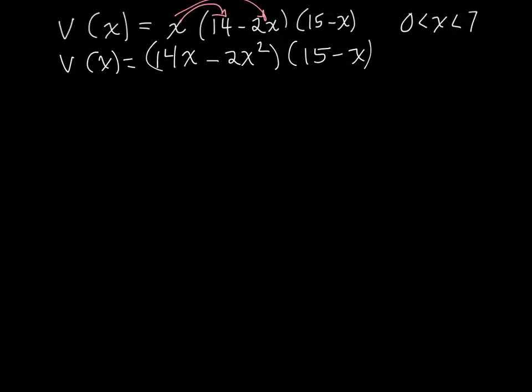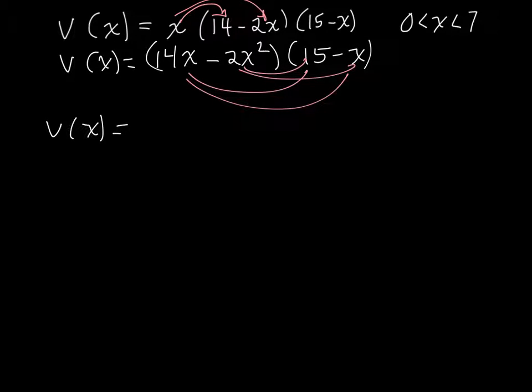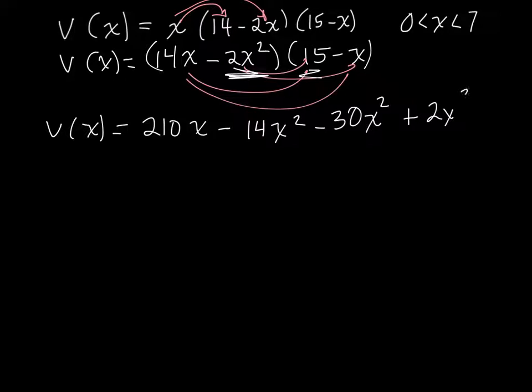Now I'm going to distribute, FOIL this out, and so I end up with 14 times 15 is 210x. 14x times negative x is negative 14x squared. Now I'm going to these pieces right here, so negative 2x squared times 15 is minus 30x squared, and then finally negative 2x squared times negative x is plus 2x cubed.